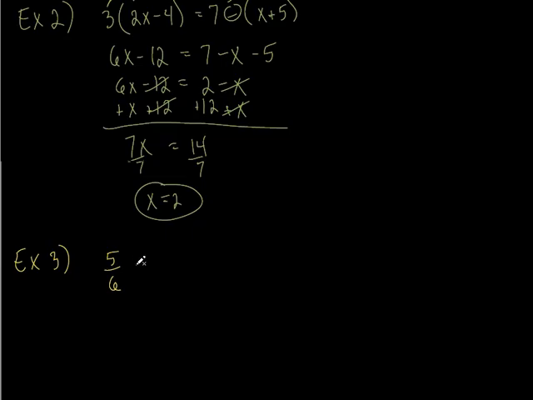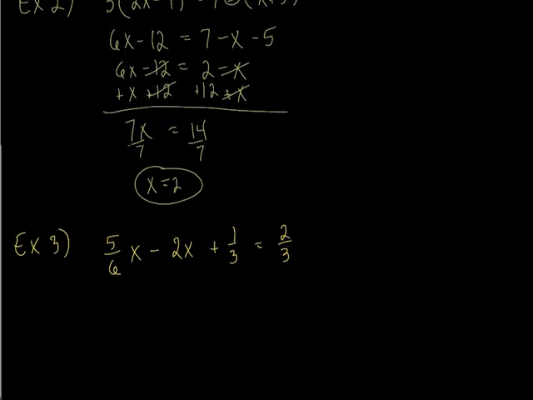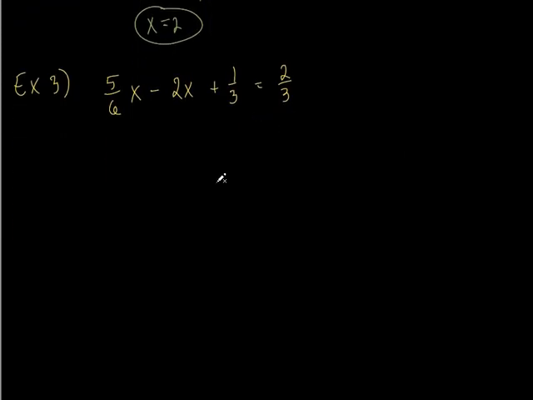5/6 x minus 2x plus 1/3 equals 2/3. Okay. Again, we're solving for x. Let's move this up a tad. Alright, first thing we do, simplify both sides, right? Alright, so let's do that first.